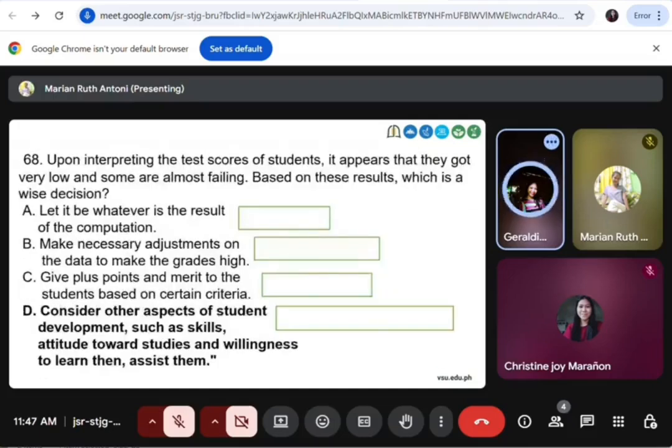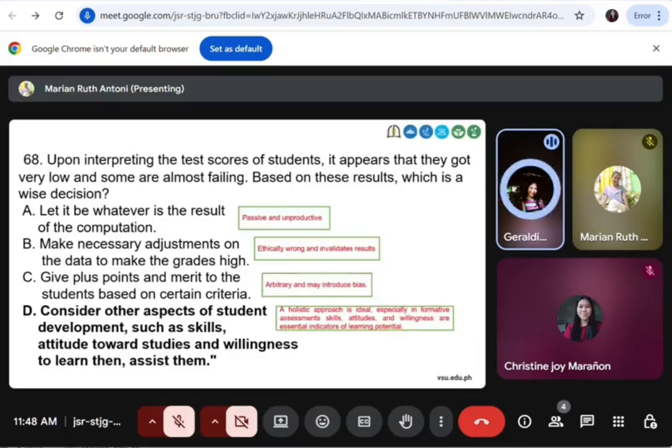The correct answer is letter D. Consider other aspects of student development, such as skills, attitude towards studies, and willingness to learn, and assess them. So it is the correct answer. It's because a holistic approach is ideal, especially in formative assessment. Skills, attitude and willingness are essential indicators of learning potential.